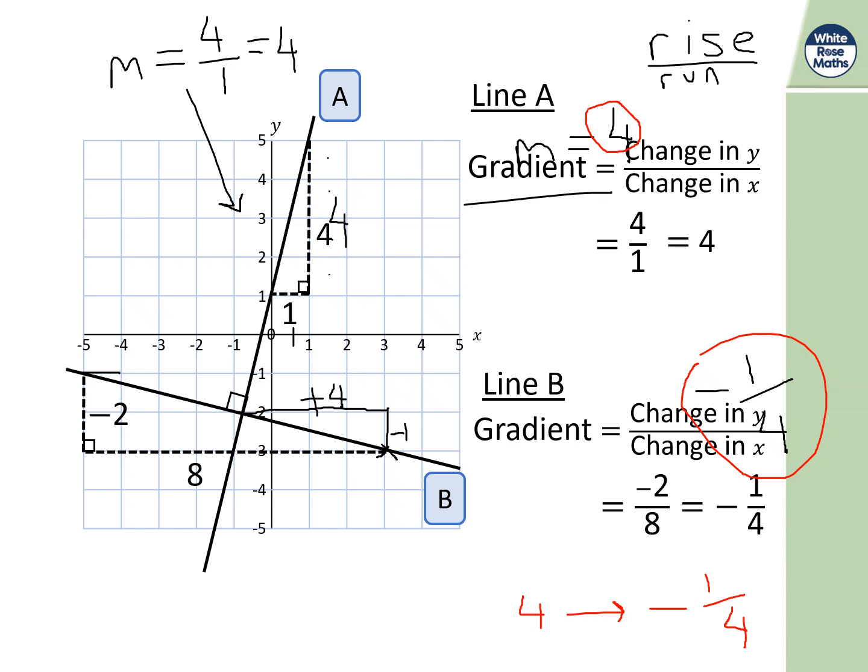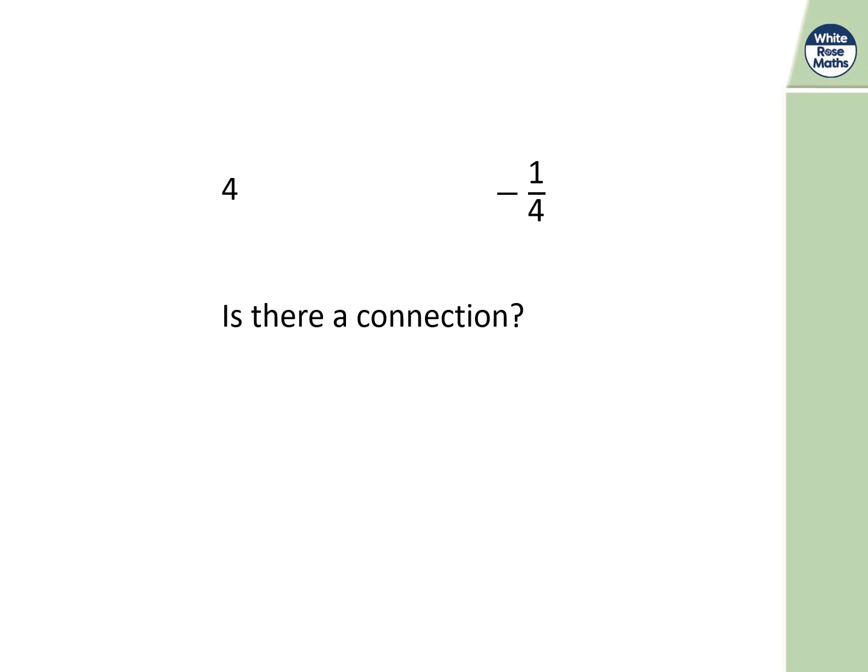Okay, so I picked this one here. You're also welcome to pick that one there. So yeah, minus a quarter. Okay, 4 and minus a quarter. Is there a connection? Well, I want to say yes. So for perpendicular lines, and this is only for perpendicular lines, the gradients are negative reciprocals of one another.